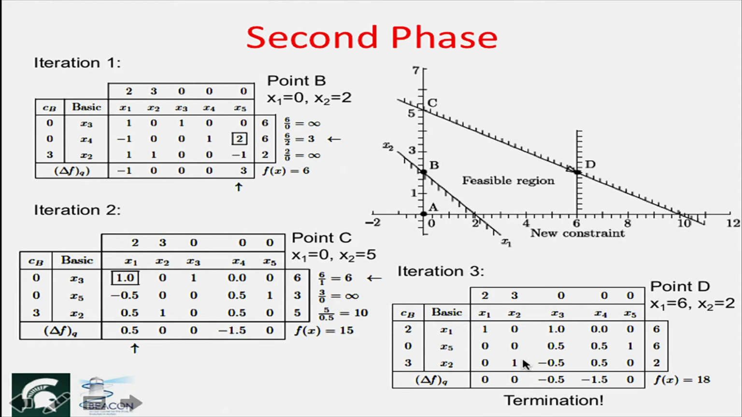And what is this table? x1 is 6. x2 is 2. So I've moved here. So my first phase allowed me to go from here to there. And then I started with my original function. Then I moved from here to there, then there. Okay. So because of the addition of these constraints, I had an additional stage, an additional step.